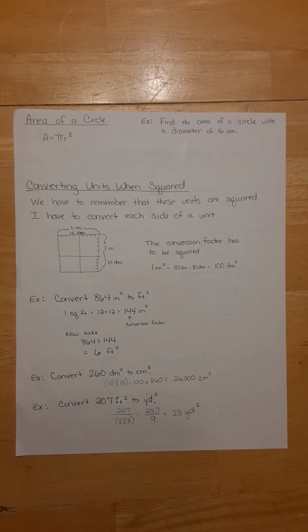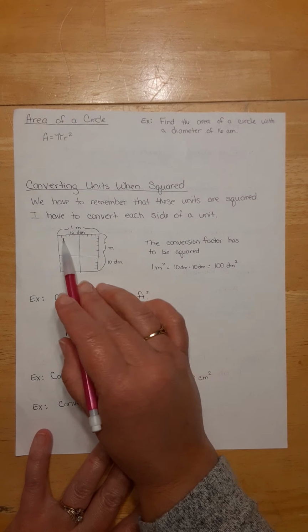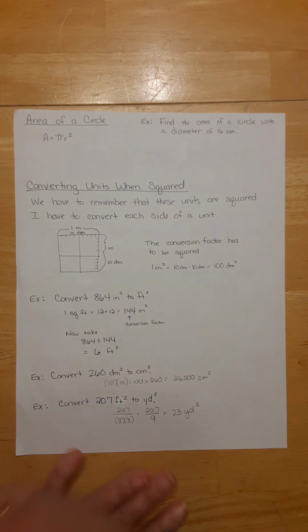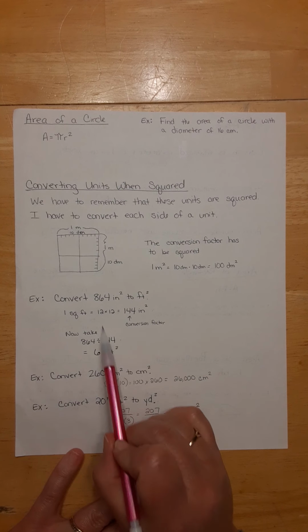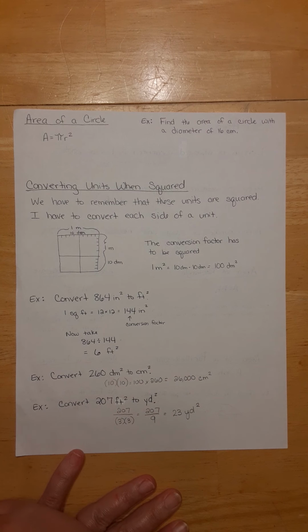Okay, guys, when you're doing this process of converting in squared units, don't forget you've got to consider both sides of my square. So I have to multiply my factors by 2 each time I do this.